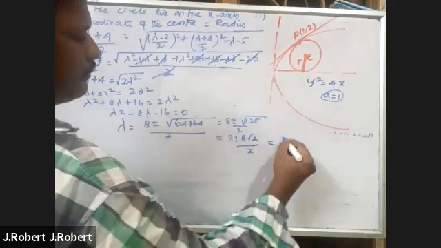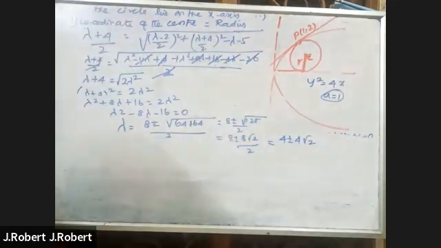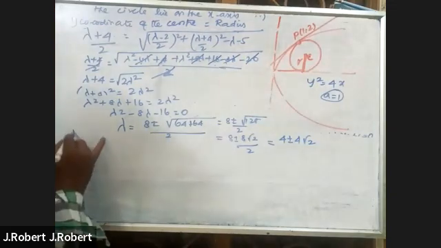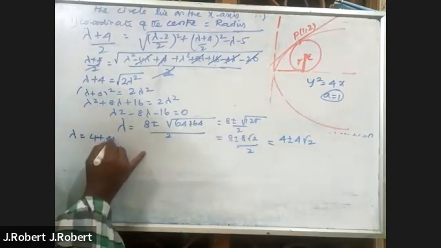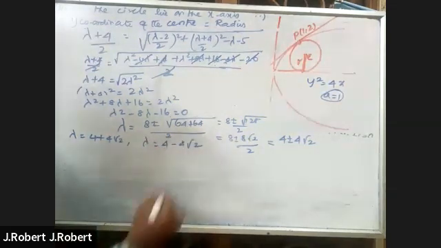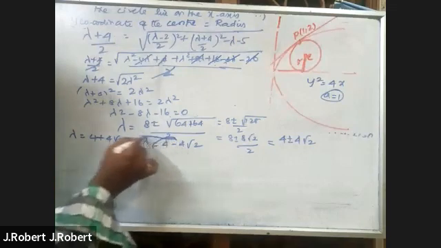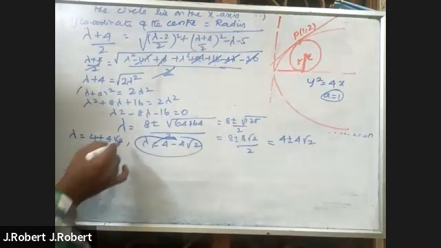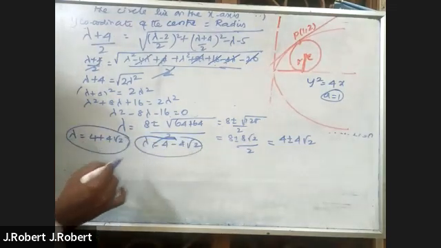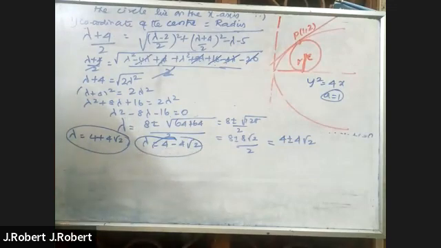Dividing by 2, we get 4 plus or minus 4 root 2. So lambda is equal to 4 plus 4 root 2, or lambda is equal to 4 minus 4 root 2. The two circles are there. This is called the smaller circle, so for the smaller circle I have to take the lambda value 4 minus 4 root 2.